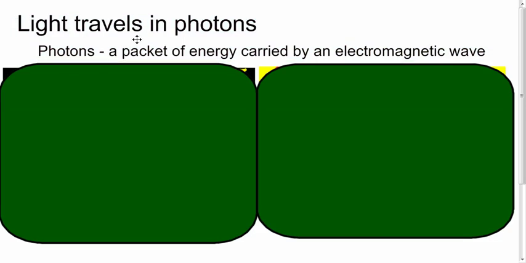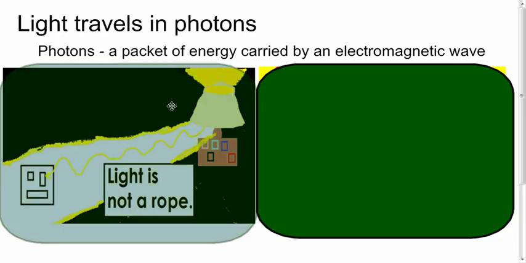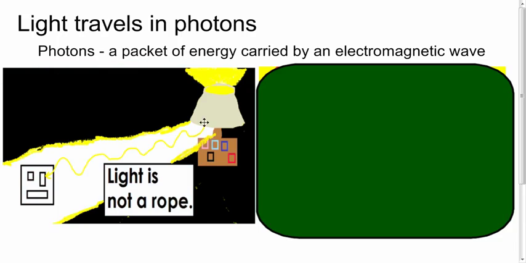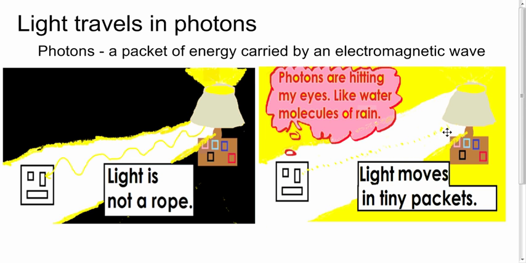Now, all this light travels in photons, and a photon is like a packet of energy. If you look at a light bulb, it's not like there's this long wave that's coming to you to hit your eye. It's not a rope. It's really this quantized little packet that's moving towards your eye really quickly. So you're really seeing lots of them over any given moment of time. It's almost like the water molecules of rain.